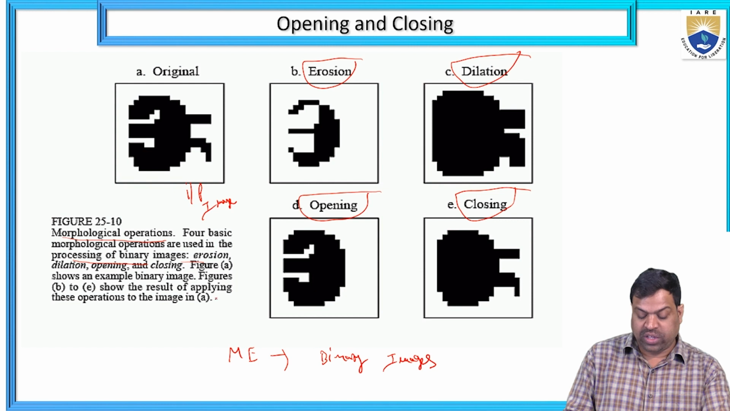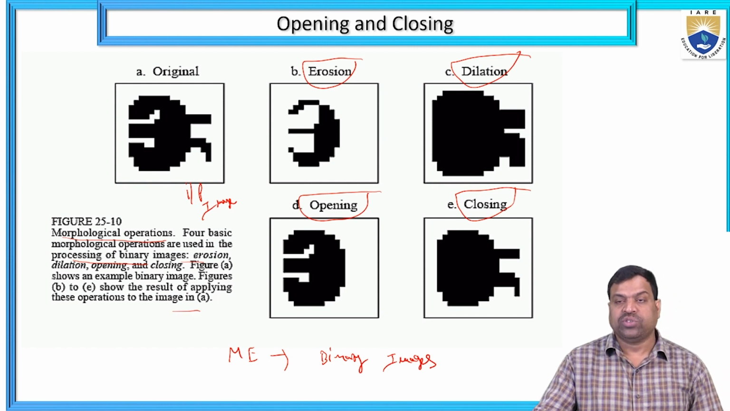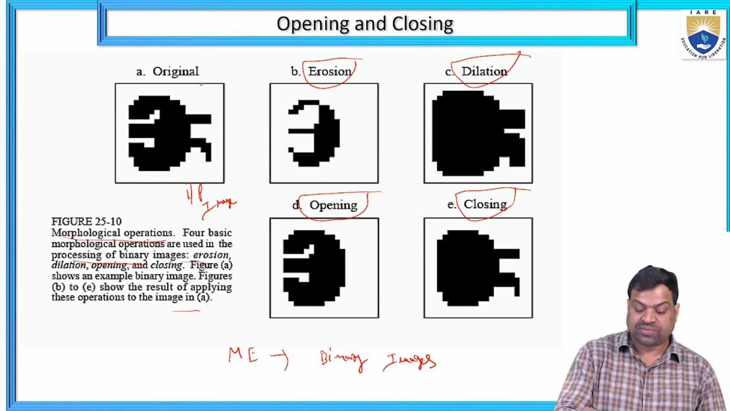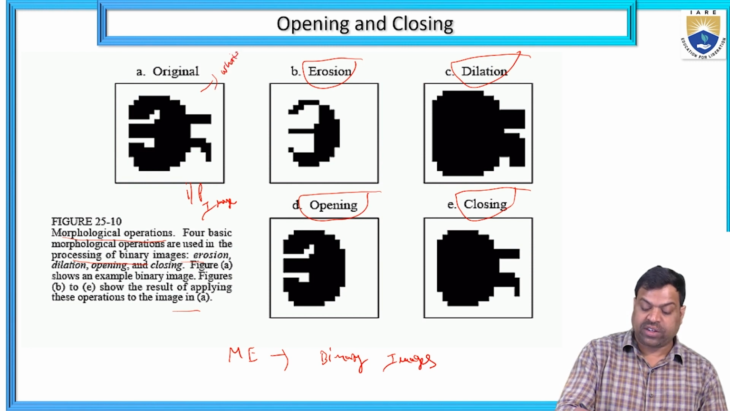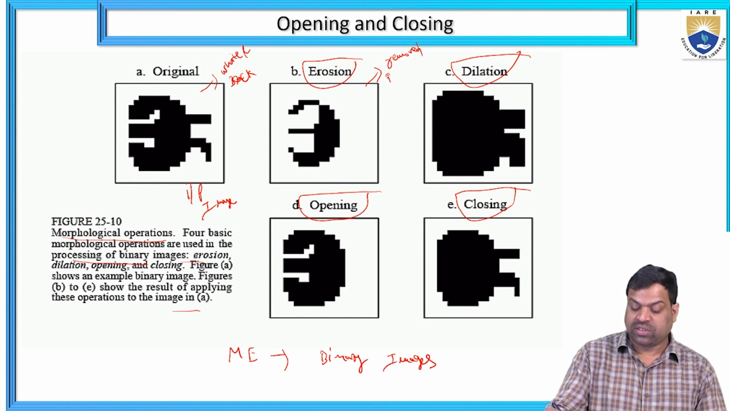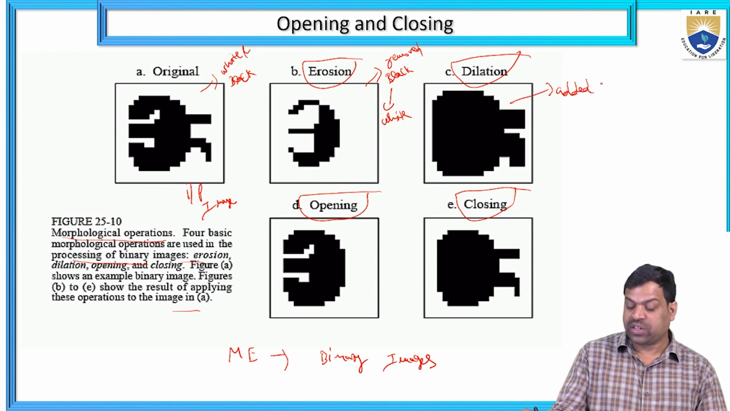Figures B to E show the result of applying these operations to the images. So we can observe step by step, image by image, what is happening. Here is the original image, with white and black combinations. When I am going for the erosion, what happened? Removed black. That is nothing but white is formed. When I am going for the dilation, added black.